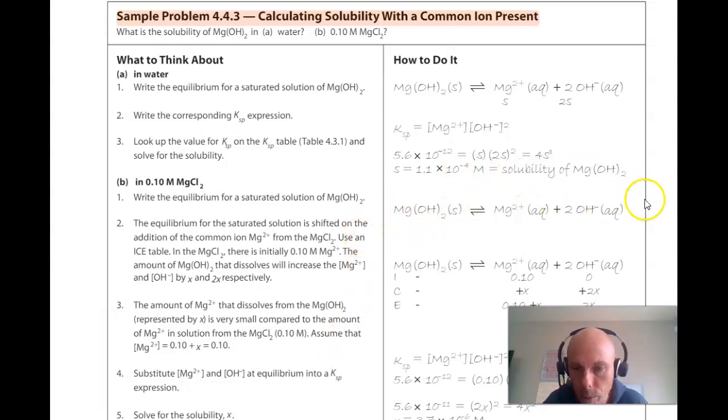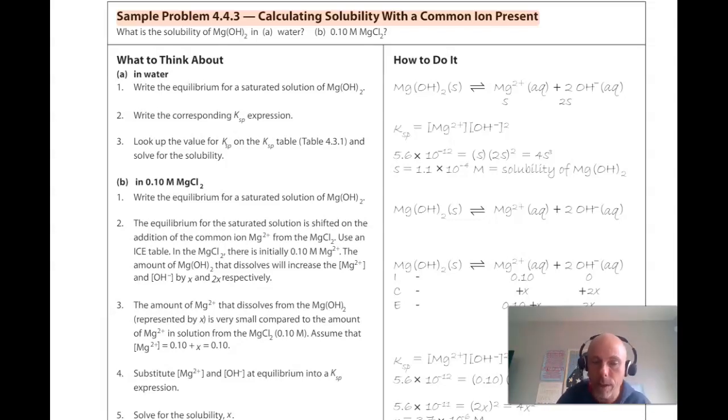For B, we wouldn't really need to write the equilibrium expression again, but it is written again, same as it was above. But now that there's a common ion present, we need to set up an ICE table, an ICE diagram. And that is true for all of the problems that involve a common ion. Because initially, there is now already a concentration of magnesium ions present from the magnesium chloride. Normally there isn't. Initially, all there is is solid.